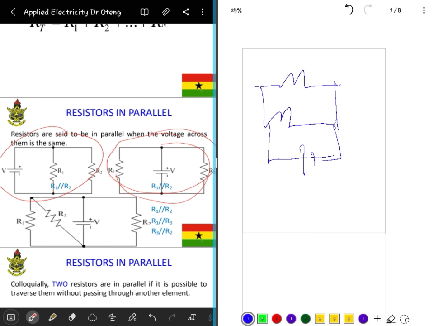So this one here is like this one turned around, right? Yeah, these are the ones that we know. But clearly, when we look at this circuit now, what we can see is that we know that these two are in parallel, right?